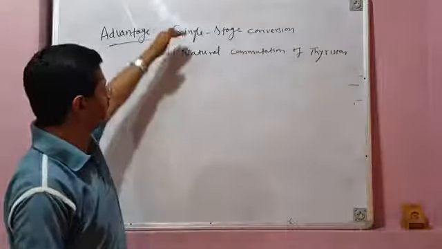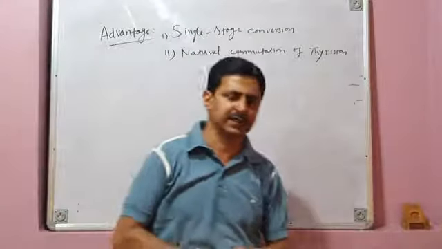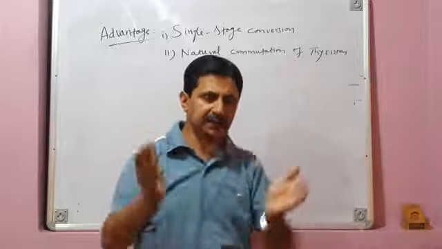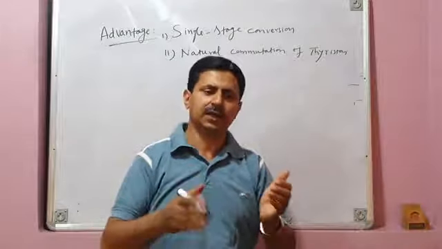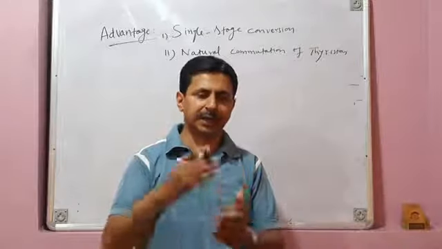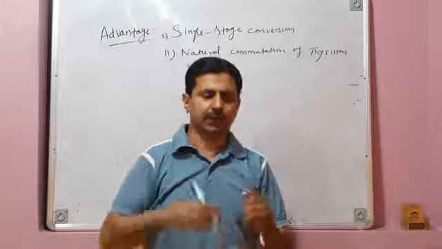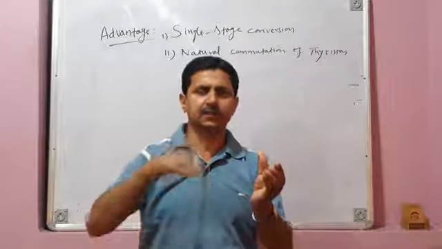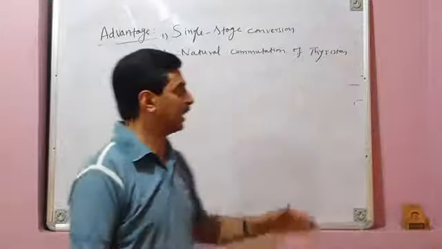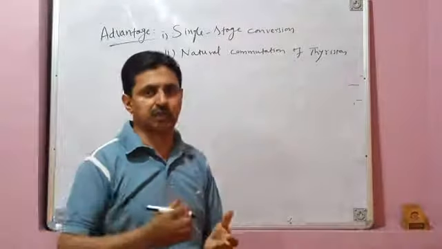Okay, so single-stage conversion. Second advantage is that since these cycloconverters use thyristors, and basically these thyristors are connected in phase-controlled converters, natural commutation or line commutation is required. You don't need to operate them at very high switching frequency, and you don't need any forced commutation circuitry. Whenever a particular thyristor is reverse biased, it automatically turns off. So natural commutation of thyristors is required. You don't need any forced commutation here.